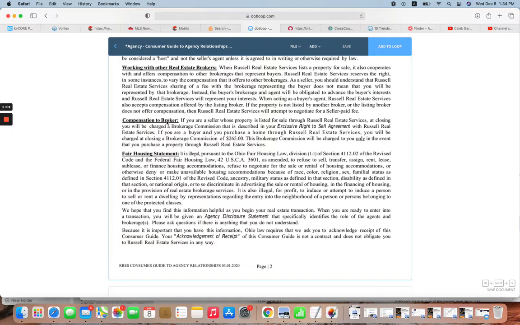For the other compensation to the broker, when you're looking to sell, there is a completely different form for this. When you're looking to buy, though, just know that the only other thing that you'll be charged for is a brokerage commission of $265, and that brokerage commission will only be charged to you in the event that you purchase a property through Russell Real Estate Services.